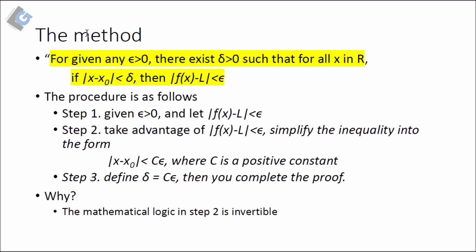Why? The reason is the mathematical logic in step 2 is invertible, which means for a given positive epsilon, you already found a positive delta. So whenever the absolute value of x minus x₀ is less than delta, then the absolute value of f(x) minus L is less than epsilon, which means this statement is satisfied.